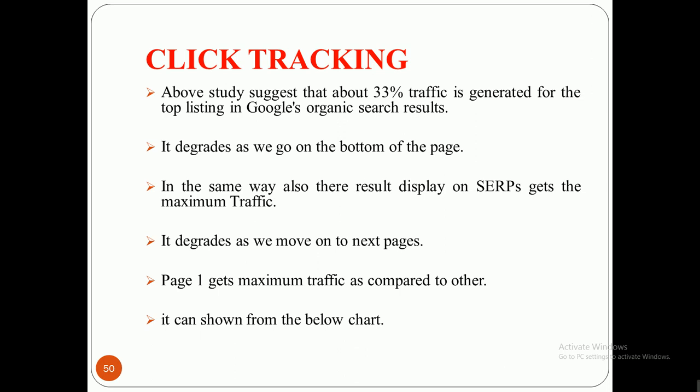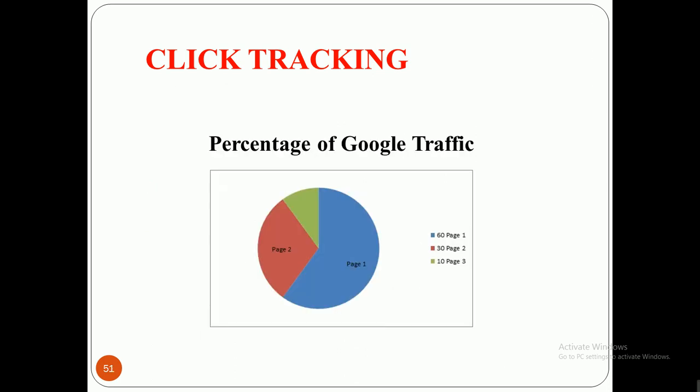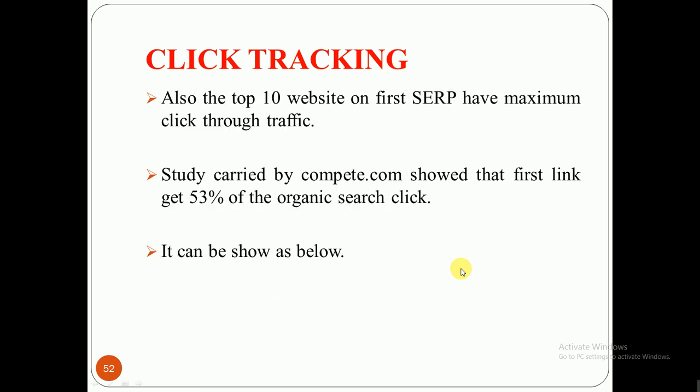Page 1 gets maximum traffic as compared to the others, as discussed earlier. Any result on the first page will get the maximum traffic. It can be shown in the chart below. We can see the first page gets the maximum traffic, the second page gets 30% traffic, and the third page gets 10%. Also, the top 10 websites of the first SERP get the maximum click-through traffic, so many times the user will see the maximum of 10 results and it will give the best result.